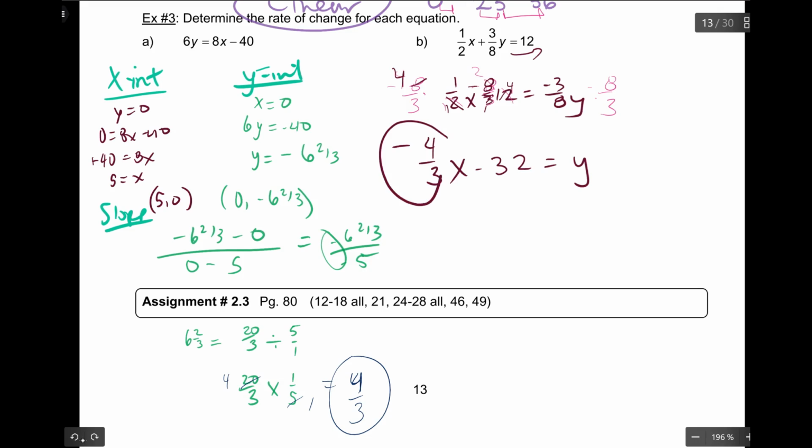So the slope will be this, because slope-intercept form is mx plus b equals y, where m is the slope. So this is -4/3. Cool. Let me know if you have any questions.